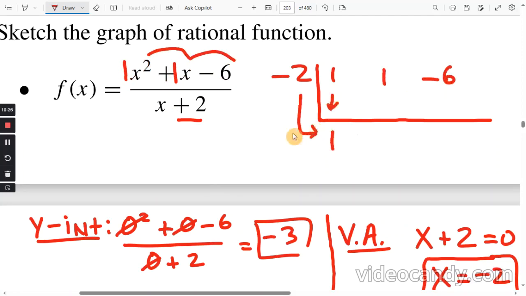And negative 2 times 1 is negative 2. Adding vertically, 1 minus 2 is negative 1. Negative 2 times negative 1 is 2. The exponent here is a 2, that means the exponent here is a 1. So this is 1x to the first power minus 1. And the remainder is unnecessary. We don't need that.